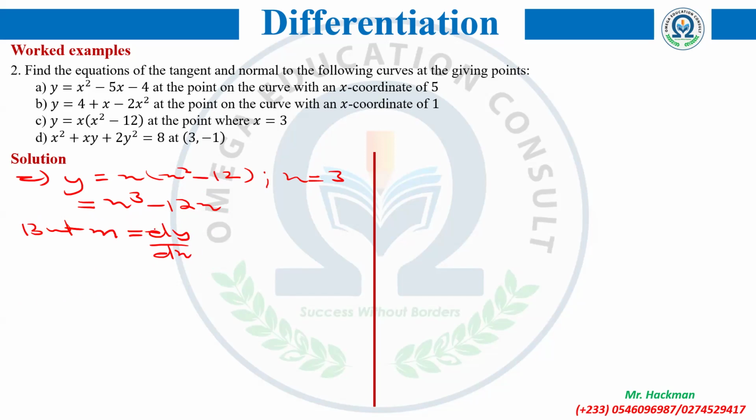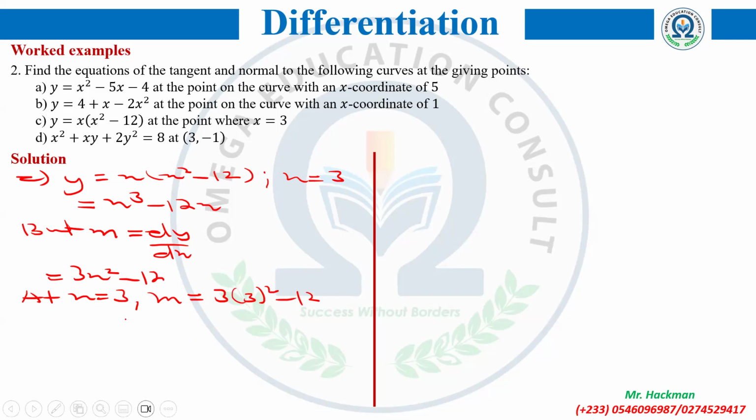It's the same thing. So this will be equal to dy/dx, where this is now your y. That will give you d/dx of the whole of this, so 3x squared minus 12. At x equal to 3, your m, which is your dy/dx, will be equal to 3 into 3 squared minus 12. Whatever you get will be your gradient.